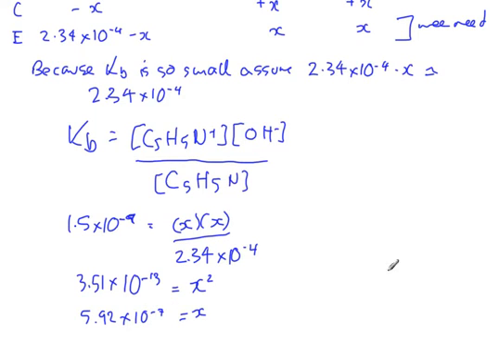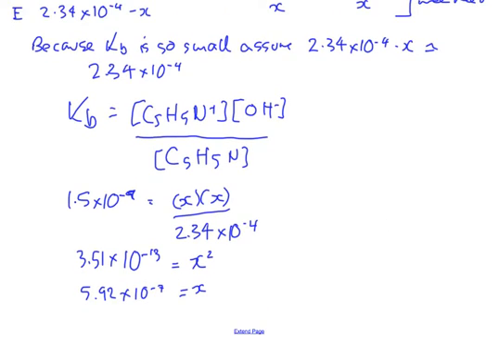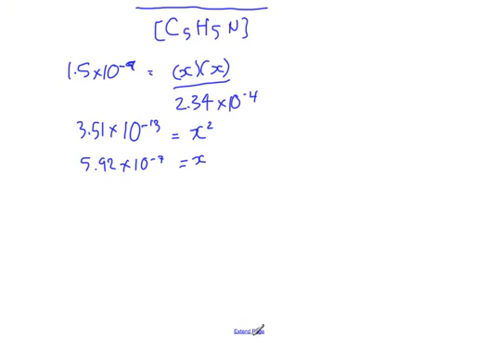So that is our hydroxide ion concentration in moles per liter, 5.92 times 10 to the negative 7 molar. So from that we can calculate the pH, and we'll do it the other way this time. We'll calculate the hydronium ion concentration first.